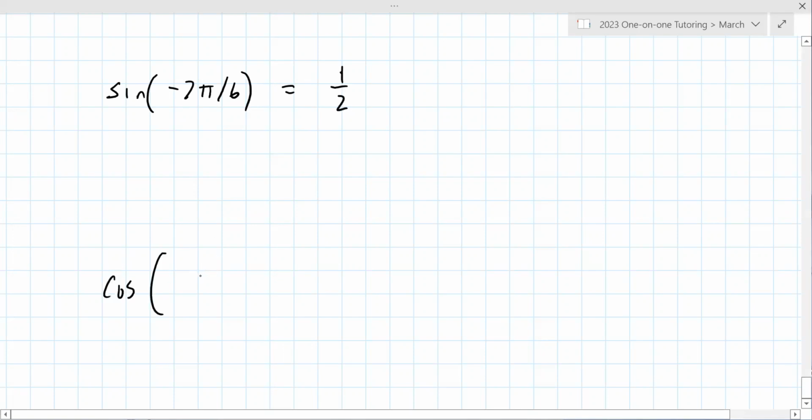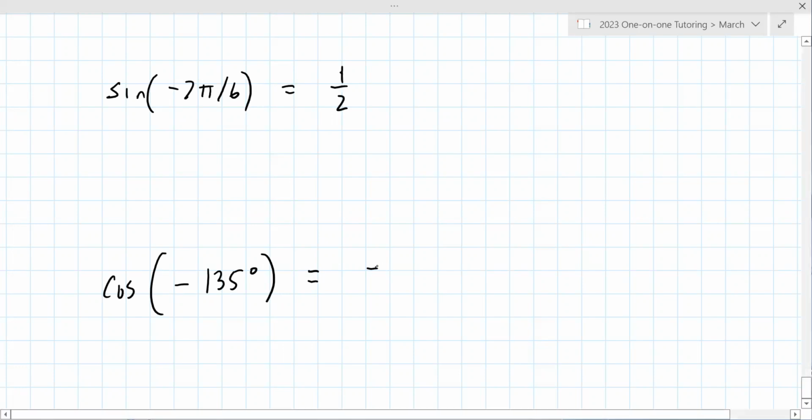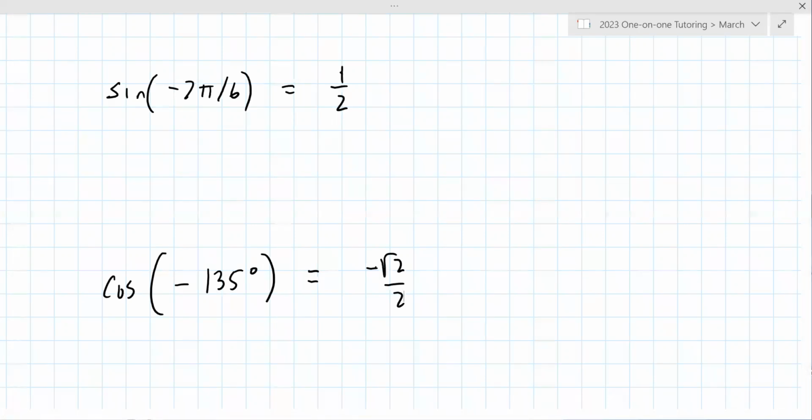Cosine of -135 degrees. So negative 135 would be negative radical 2 over 2. Yes. Very good. Okay. We are going to stop here for today. Good job.